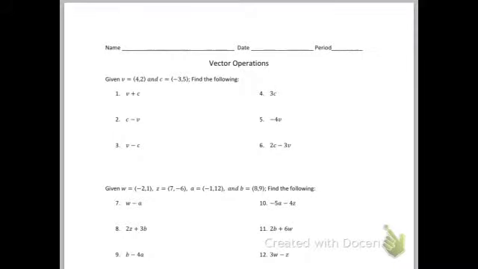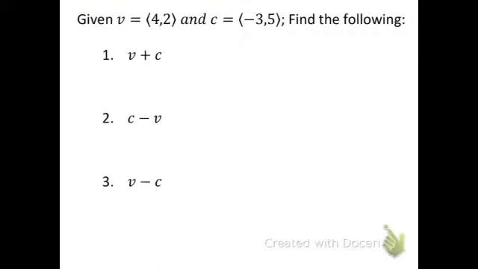Alright, moving on to the vector operations solutions. So on these ones, we just have some vectors, we're adding them, multiplying by scalars, all sorts of things. One, we need to add v plus c. Well, v is 4, 2. And we need to add the negative 3, 5 vector.